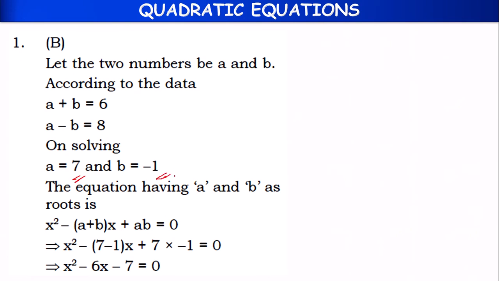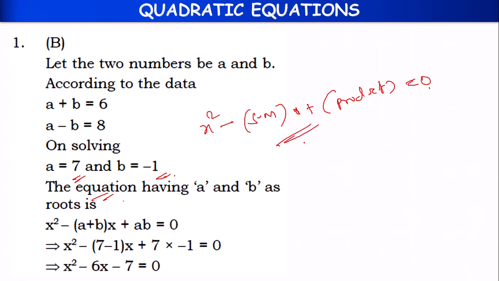If you know the roots, how do you construct the quadratic equation? x square minus sum of the roots into x plus product of the roots equals 0. This we have learned already in our concepts. So based on this concept, x square minus (a plus b) into x plus ab. With these two possible roots, this is the quadratic equation to be found.